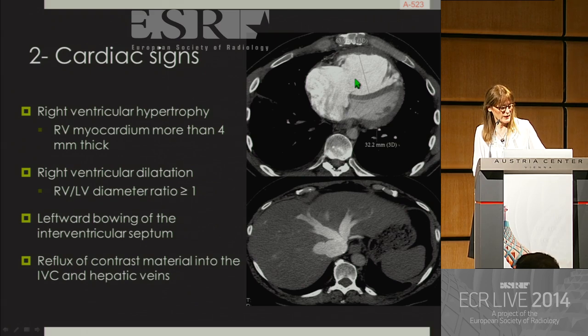Right ventricular hypertrophy is defined by thickness of the right ventricular free wall of at least 4 millimeters. Then we can see here there's an enlarged right ventricle diameter as compared to that of the left ventricle. A lateral bowing of the interventricular septum is the third sign, and we can see also reflux of the contrast material into the IVC and suprahepatic veins.